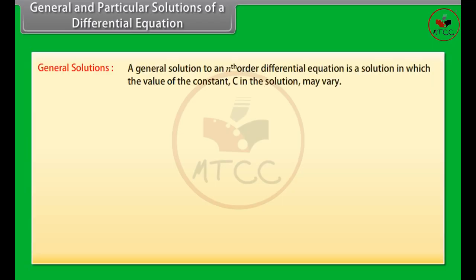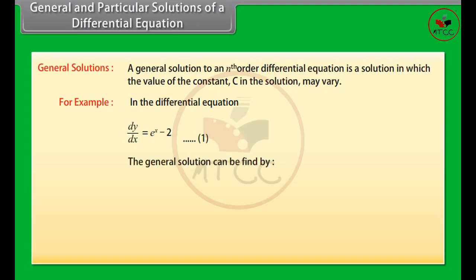General and particular solutions of a differential equation. General solutions. A general solution to an nth order differential equation is a solution in which the value of the constant c in the solution may vary. For example, in the differential equation dy by dx equals e raised to the power x minus 2, name it as 1. The general solution can be found by integrating equation 1 on both sides.